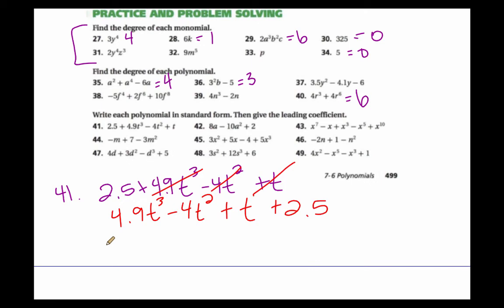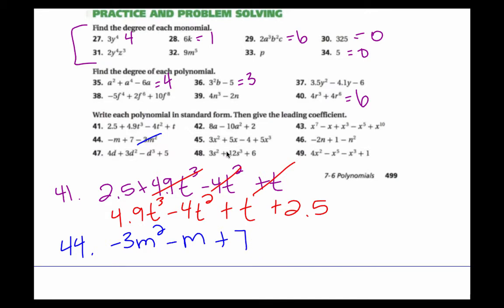All right, let's do 44. I'm not going to rewrite it. So negative m plus 7 minus 3m squared. So the greatest exponent is here, minus 3m squared. Then we've got the m, that's to the first power, so minus m, and then we've got the 0 power, which is plus 7.